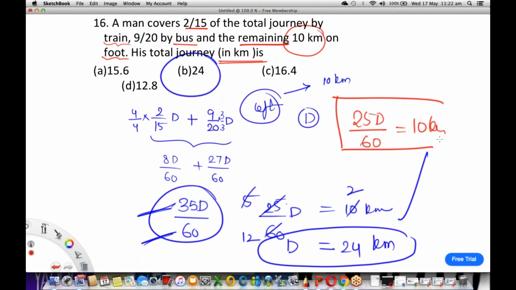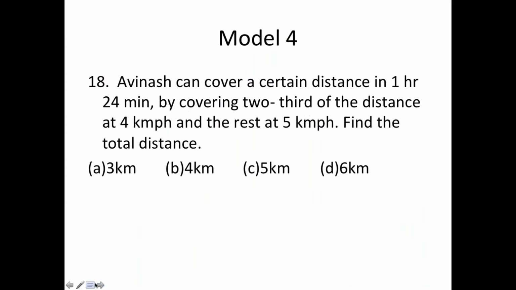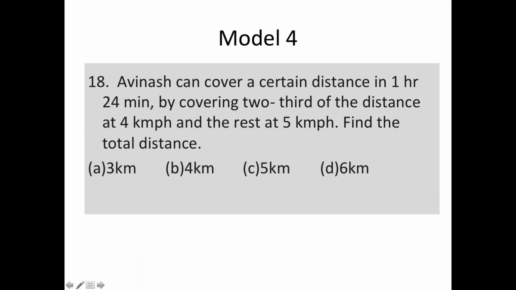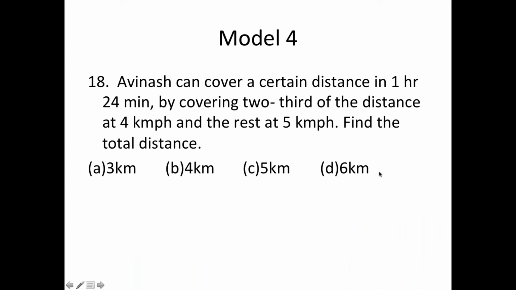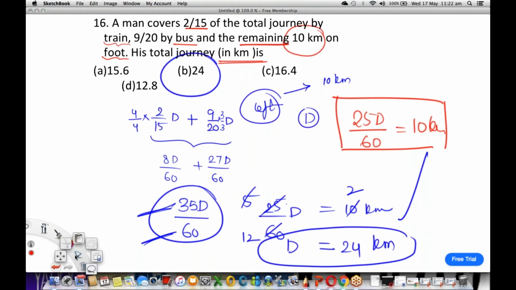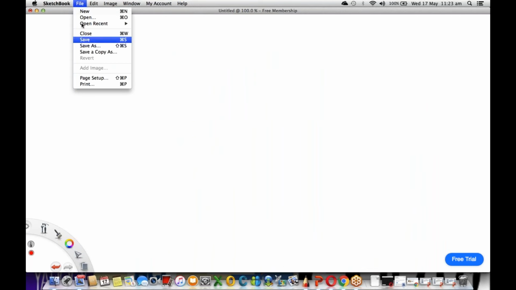This is the answer. Just solve this. DIT is asking me to explain once again. I'll do.